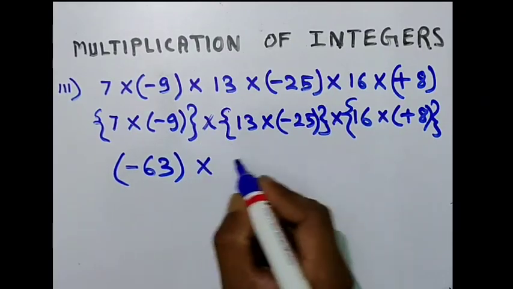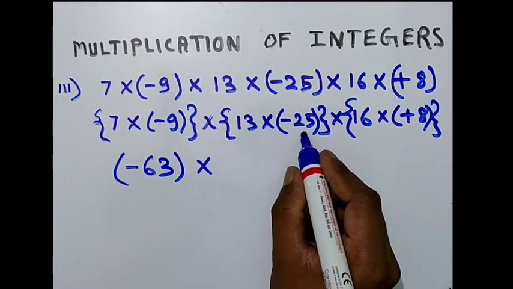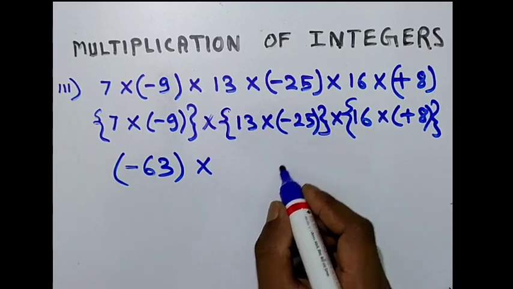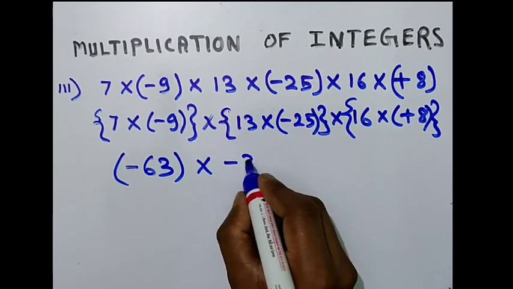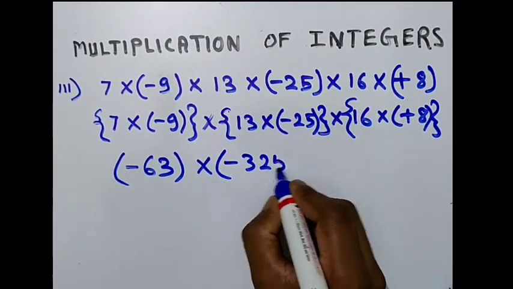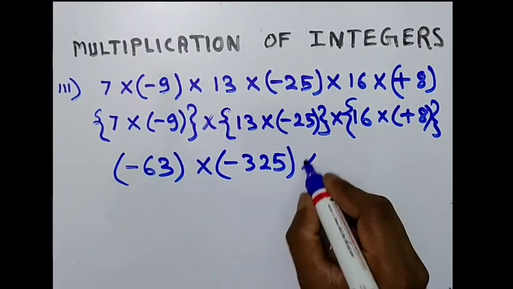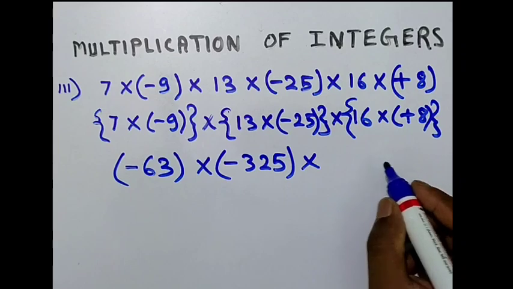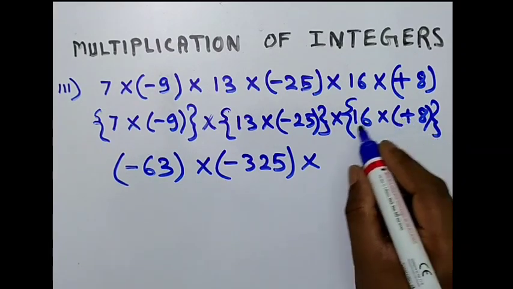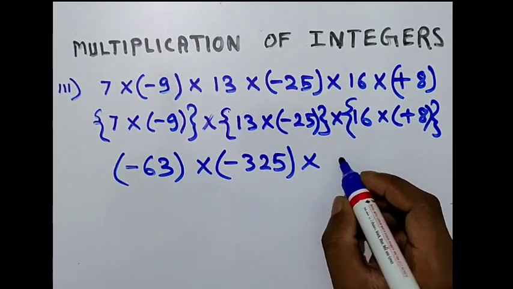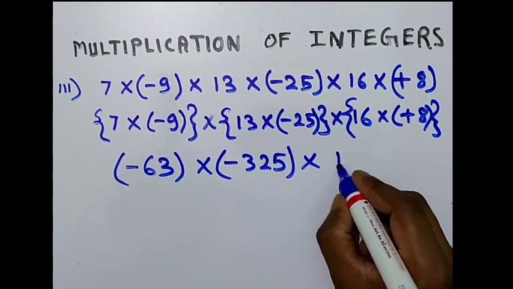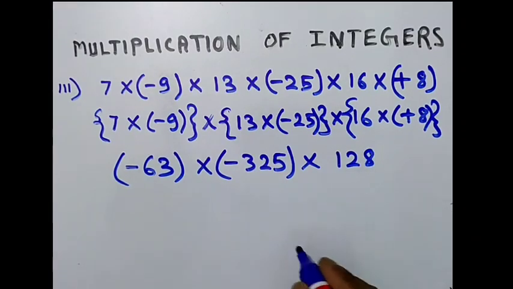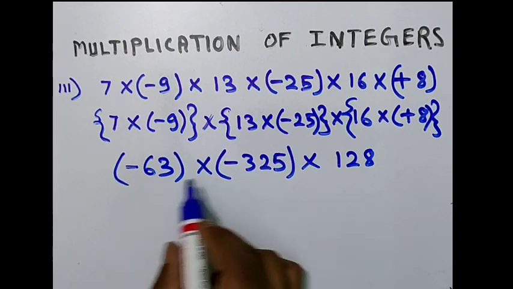Then 13 times negative 25 will give us negative 325, and then 16 times 8 will give us 128. Now it is a positive sign, so the result will be a positive integer. So it will be 128. Now we can multiply these two integers.